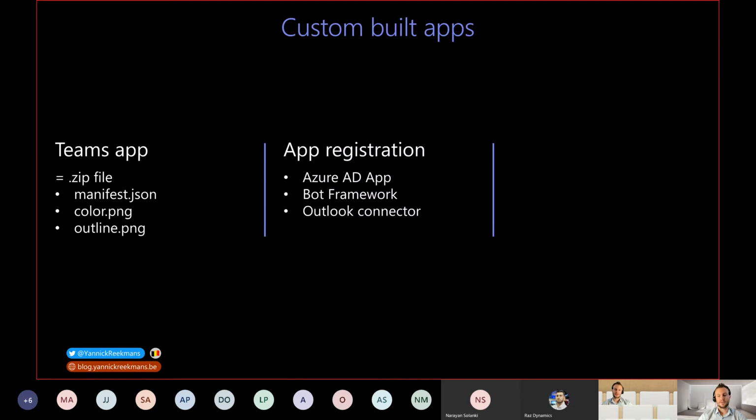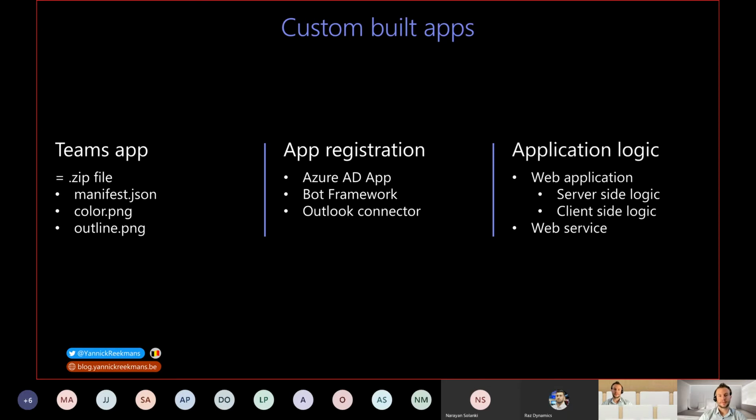Then there's the app registration. Depending on the functionality that you want to deliver in the Microsoft Teams clients, you might have to register your application in one of the many portals that Microsoft uses. So there's the Azure AD app registration if you want to do single sign-on or just authentication in your application. If you're building a bot or a messaging extension, you have to register your application with the bot framework. And if you're doing an Outlook connector, you have to go into the Outlook dev portal to register your application in there as well. And then, of course, the most important part is your application logic itself. We see most of the time that it's a web application combining server-side and client-side logic, or just using one or the other, or just a basic web service that responds to queries that you send in that direction.